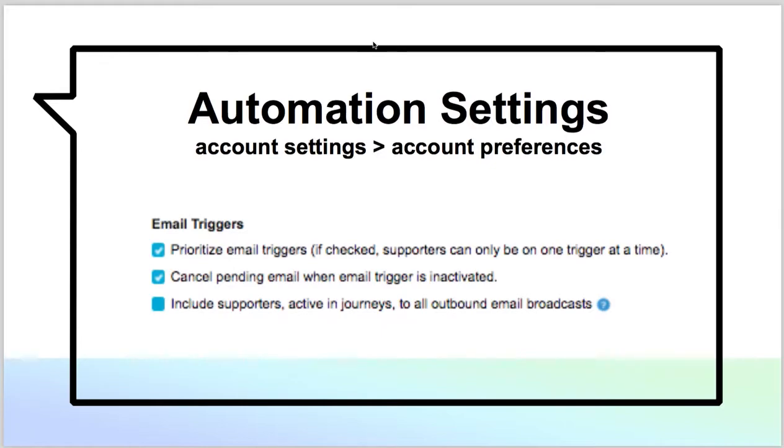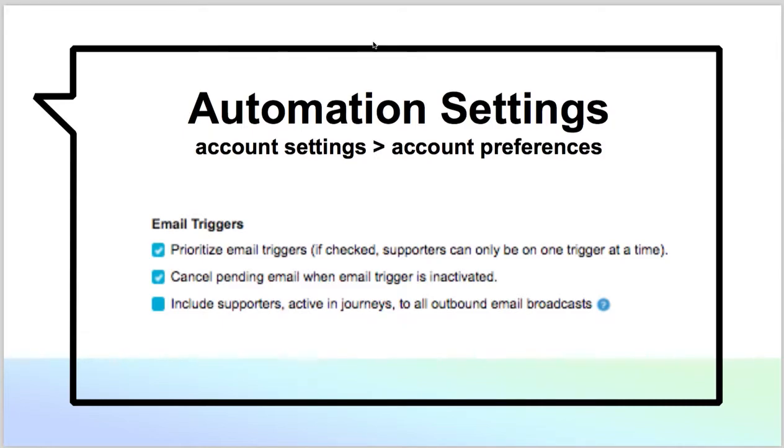And you can decide things like, should marketing automations be prioritized, where you can only receive 1 marketing automation at a time, or maybe you can receive multiple marketing automations at a time. You can decide, if you cancel a marketing automation, does that mean that people stop getting the emails, or do they continue receiving the emails until they finish the journey?